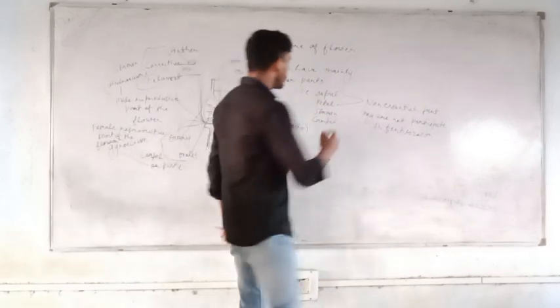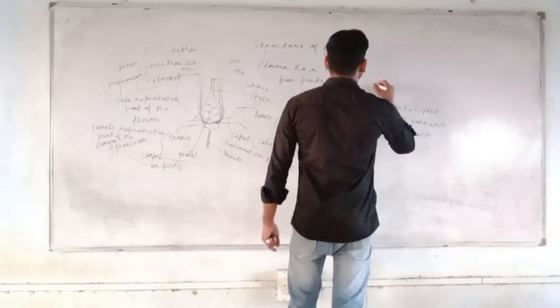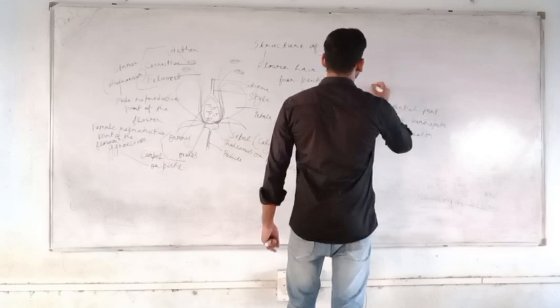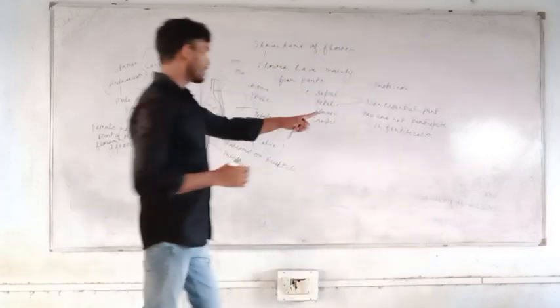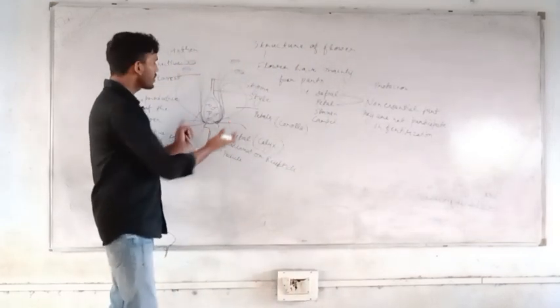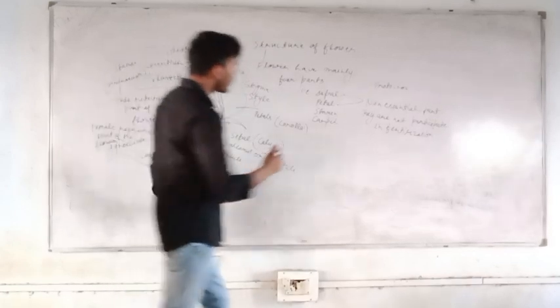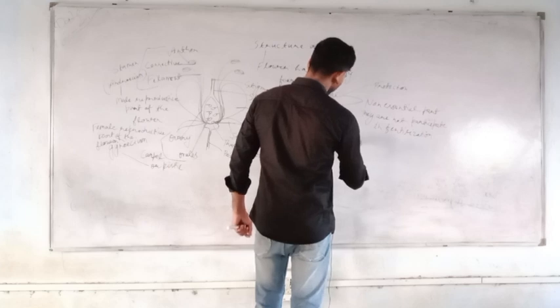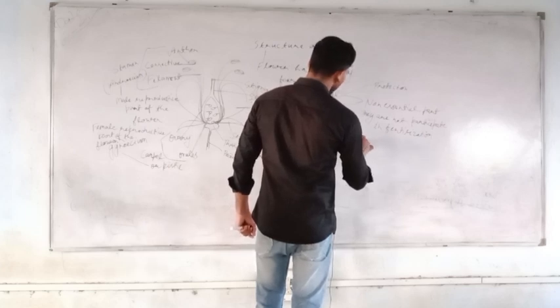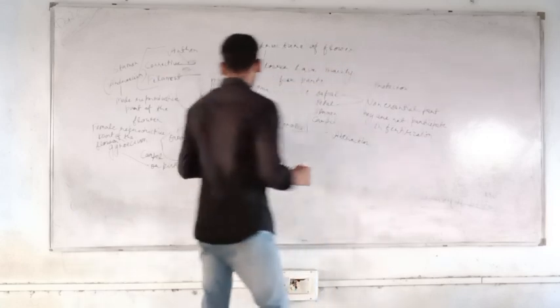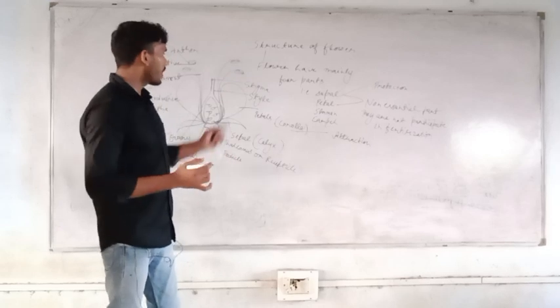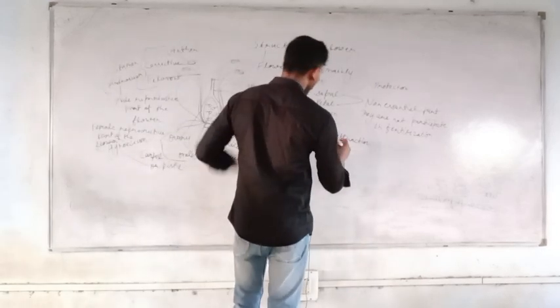But the function of sepals is protection. The sepals provide protection to the corolla, and the function of corolla is attraction. This is a brightly colored structure. That is why the pollinators are attracted to the corolla. So the function of corolla is attraction.